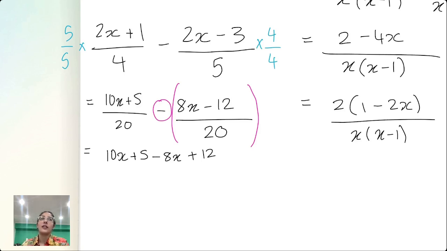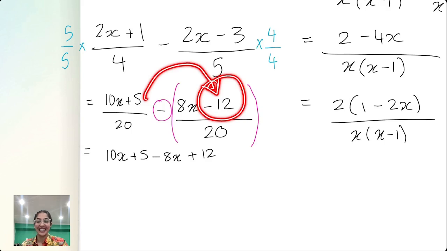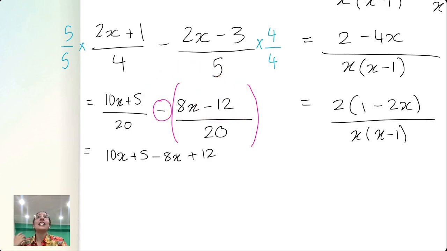So you end up with 10x plus 5 minus 8x plus 12, and that's the one that really is a killer. A lot of students do it. Chris, it seems like you did it. You threw your head, you're like, damn it, I made the common mistake. All right? So it is a killer.